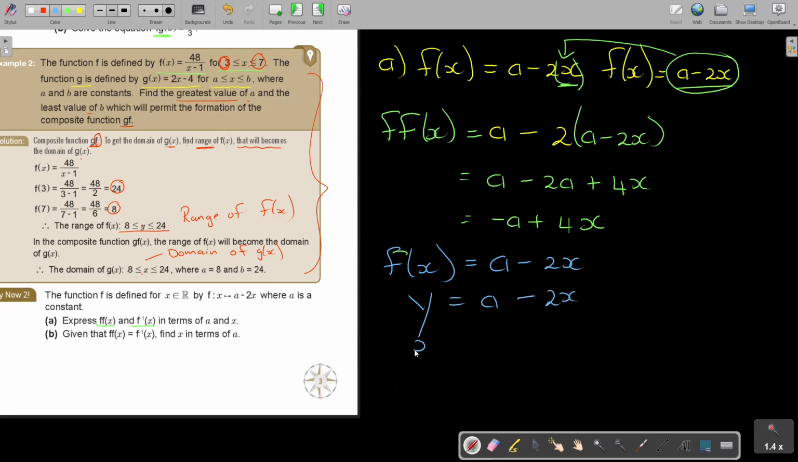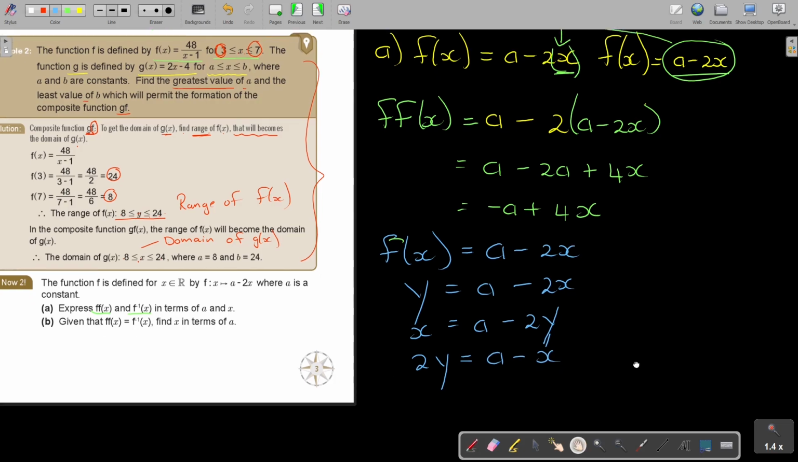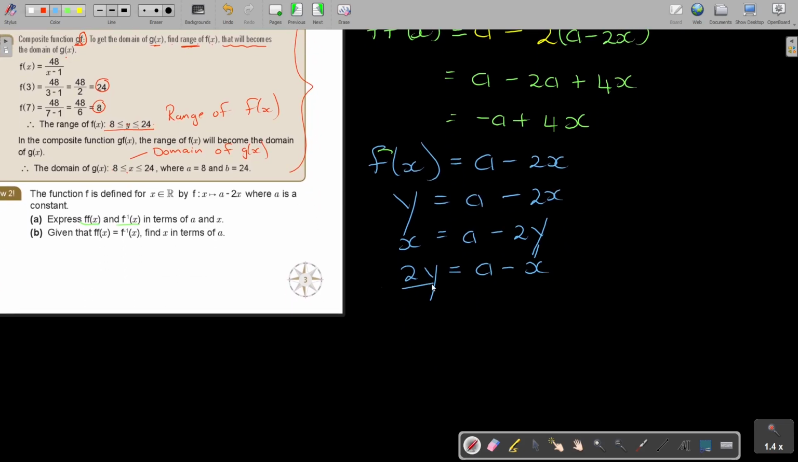Where you see an x, make it a y, and where you see a y, you make it an x. Okay, and then you take it over. So it's 2y equals a minus x. Okay, I go up, I divide by 2. So I'm getting f inverse of x.